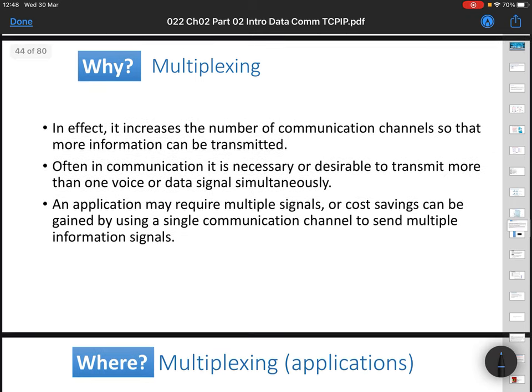Why multiplexing? In effect, it increases the number of communication channels so that more information can be transmitted. Often in communication, it is necessary or desirable to transmit more than one voice or data signal simultaneously. So this is the keyword for multiplexing. In order to transmit more than one signal data simultaneously at the same time. An application may require multiple signals, or cost saving can be obtained using single communication channel, normally single fiber channel to send multiple information signal.